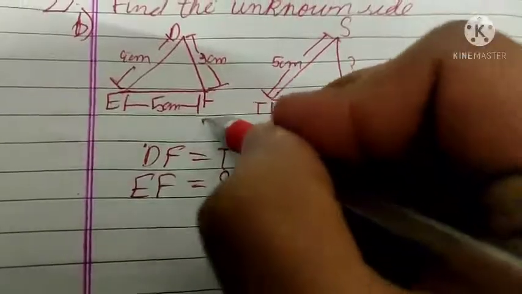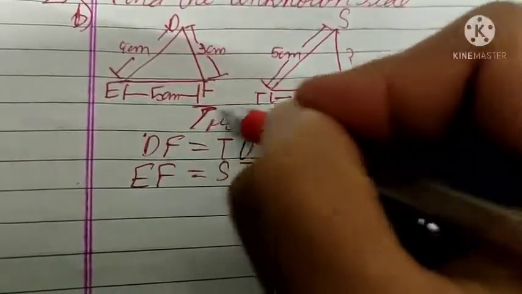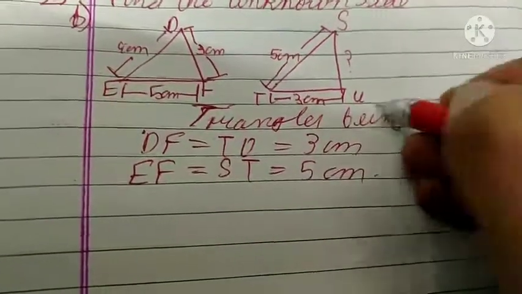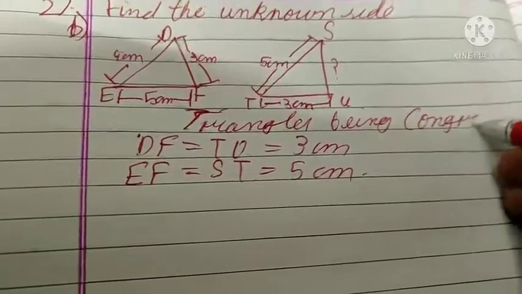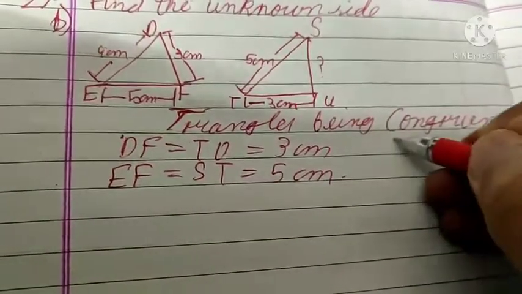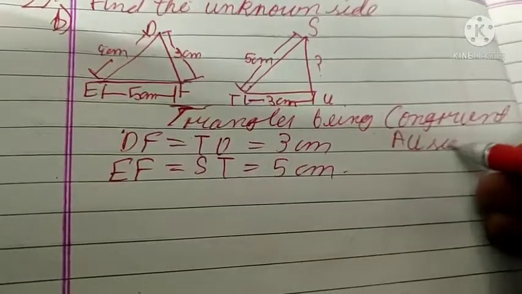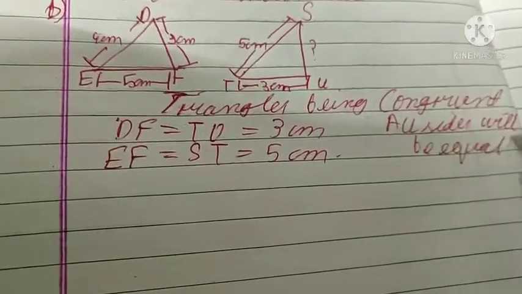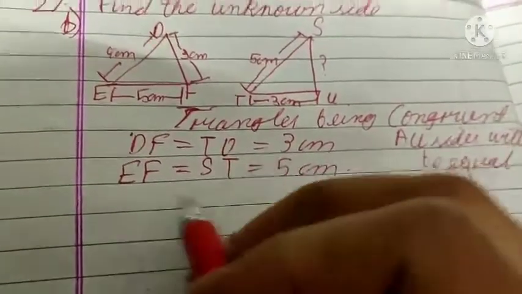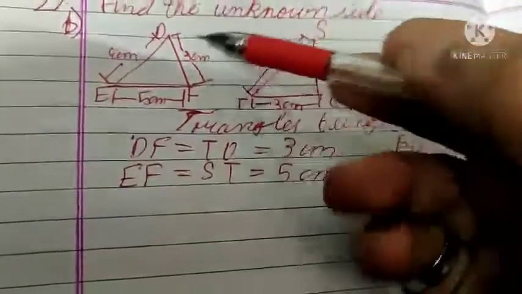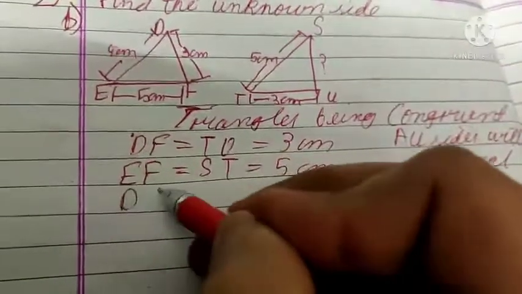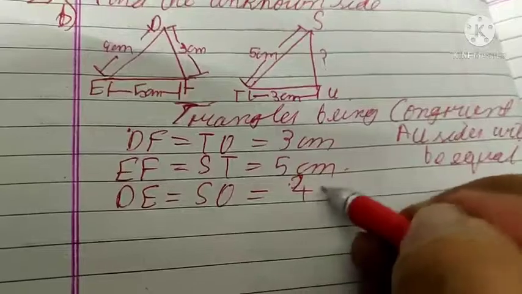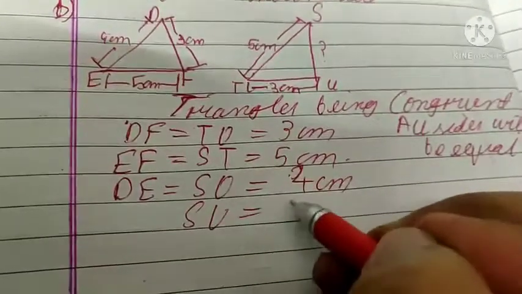So the triangles being congruent, all sides will be equal. Two are given, so the third will automatically be equal, that is, the third side left is DE. Okay, this DE must be equal to SU, and both are 4 centimeters. So SU, the unknown side, is 4 centimeters.